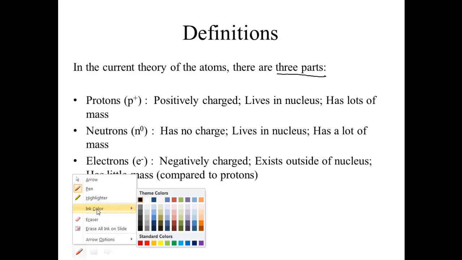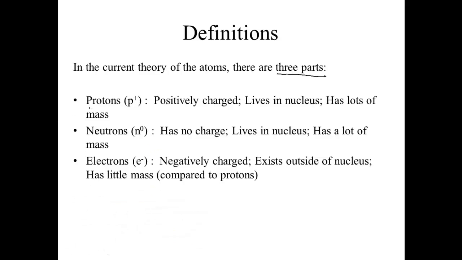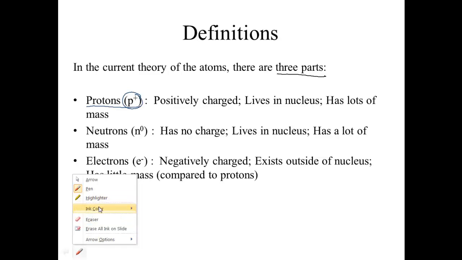Currently, we have this idea of three parts of the atom. The protons, denoted with this P+ symbol, are positively charged and live in the nucleus, and have a lot of mass relative to electrons. Next are neutrons, represented by this N0, and they have no charge. They also live in the nucleus, and they as well have a lot of mass.